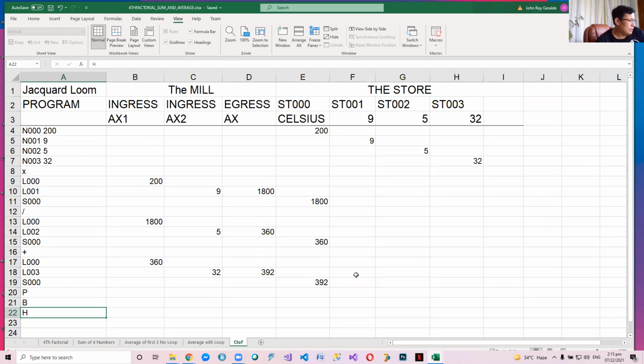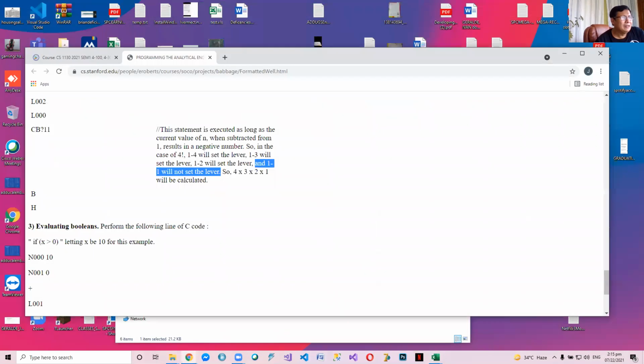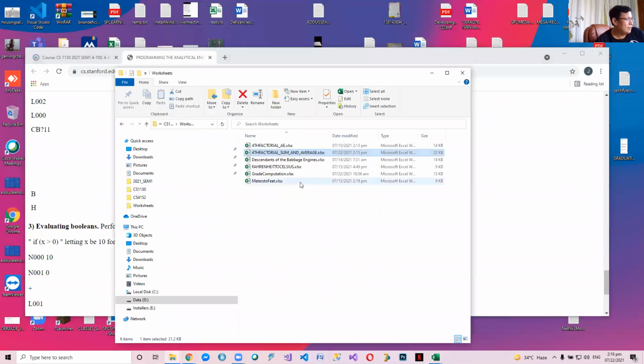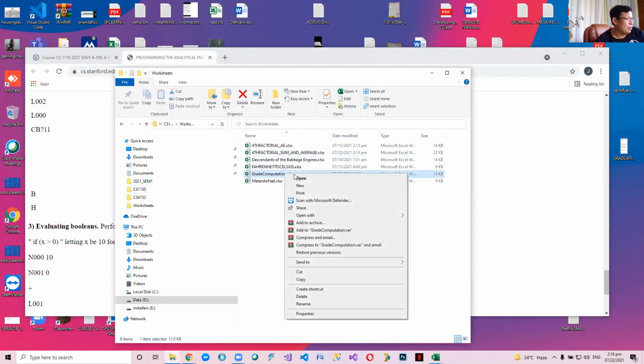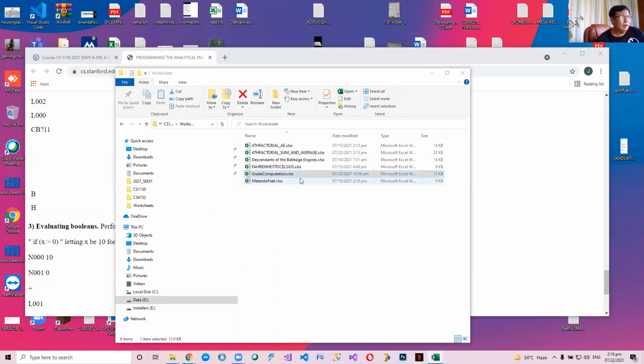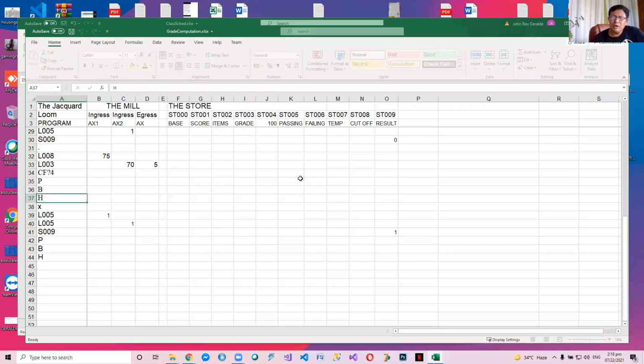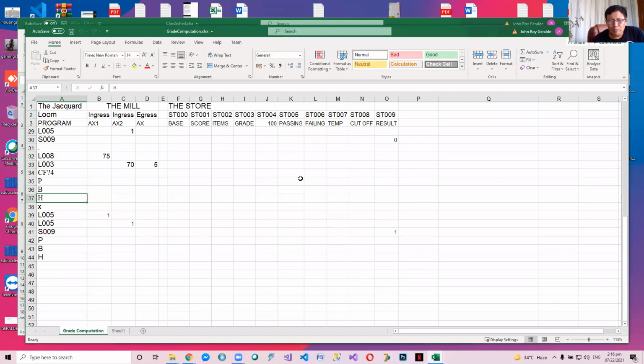Okay, we have recorded. Now I'd like to show you another program which uses an IF, because students were clamoring for me to make an example of an IF. Okay, so I have it here. This is a grade computation program. Now what is grade computation? Every time you have an exam, you will compute the equivalent grade, right? The equivalent grade of an exam.